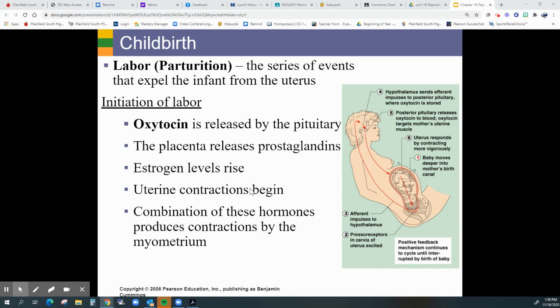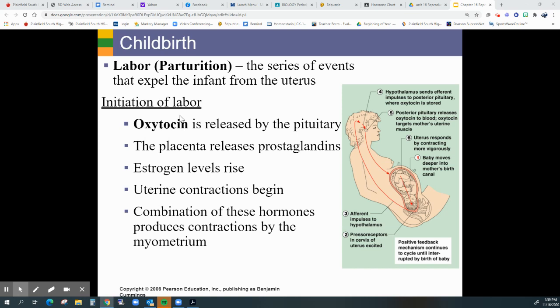All right. The last stage then we got to talk a little bit about is childbirth. Labor itself is actually referred to as parturition. This is a term that I would make sure I know because it does usually show up on some of our assessments. And all that is simply the series of events that is used to expel the infant from the uterus. Labor itself is initiated specifically by a couple different hormones.